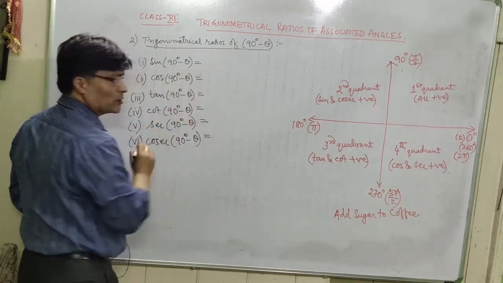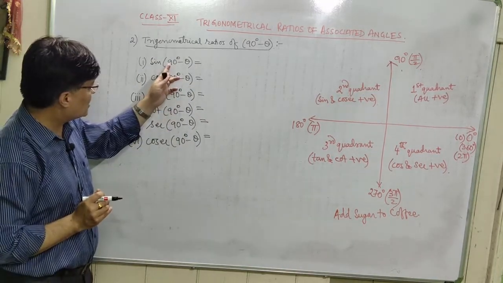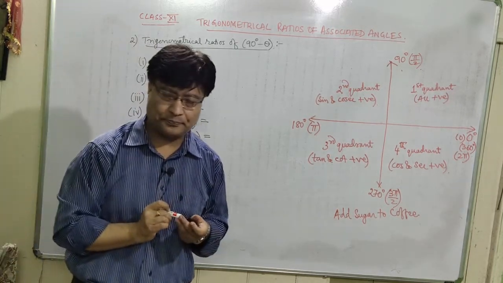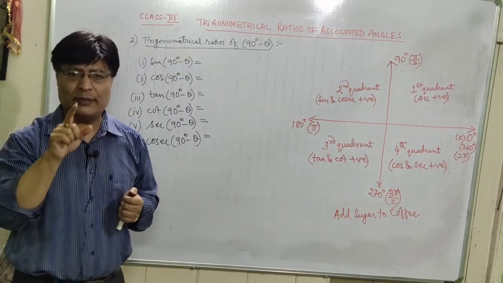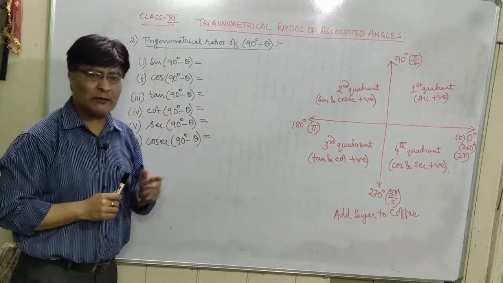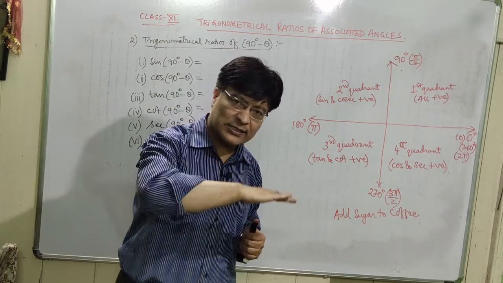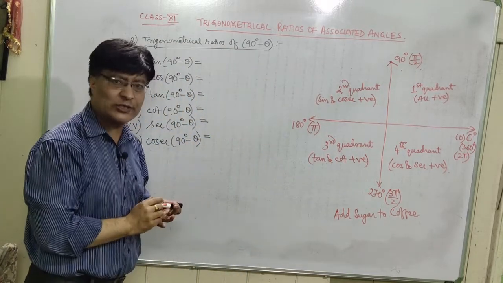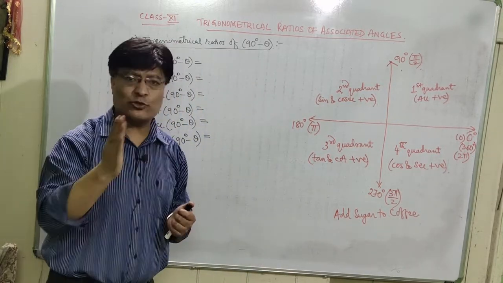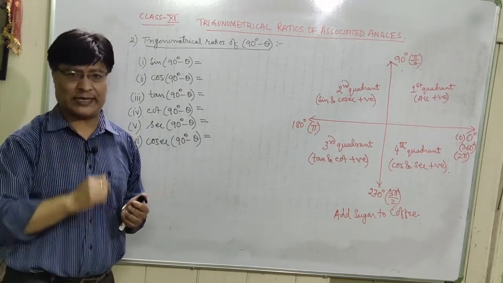Sin 90 minus theta is positive because all the trigonometrical ratios are positive in the first quadrant. And since this is 90 degree into 1, 1 is an odd multiple of 90. So if it is an odd multiple of 90, then the trigonometrical ratio will change. That is, sine changes to cos, cos changes to sine, tan changes to cot, cot changes to tan, cosec changes to sec, and sec changes to cosec.